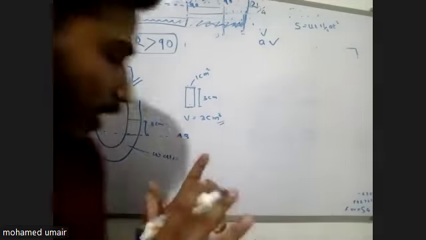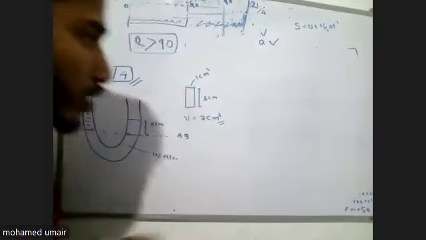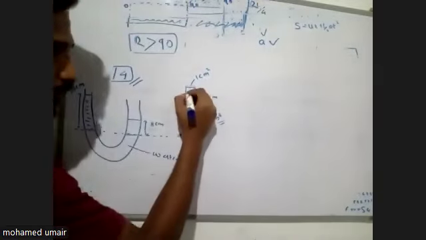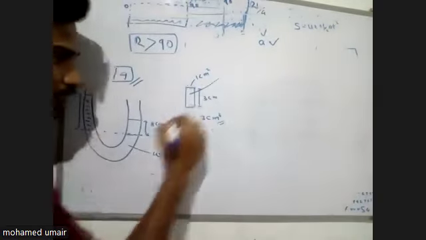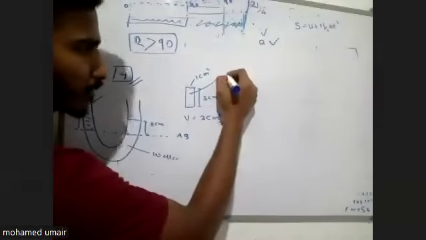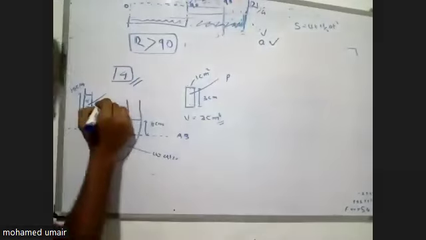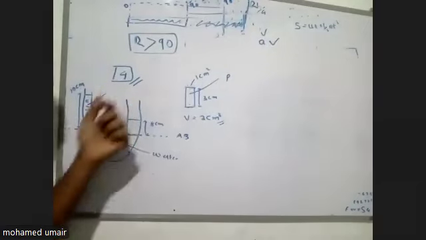If you just read this question, the most important point is that the density of this rod and the density of the liquid will be the same. So the density of both of them are the same. If it is rho, this is also known as rho.